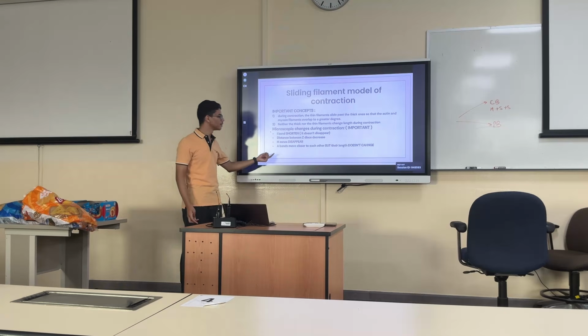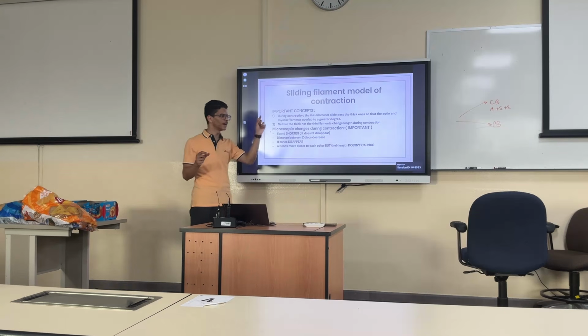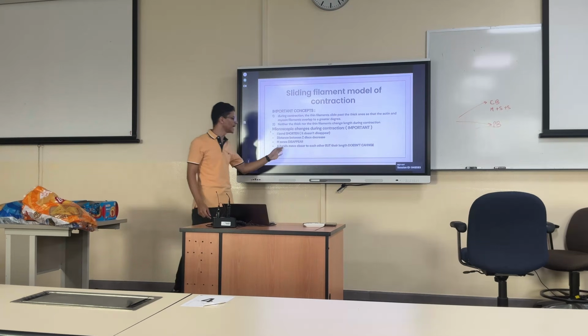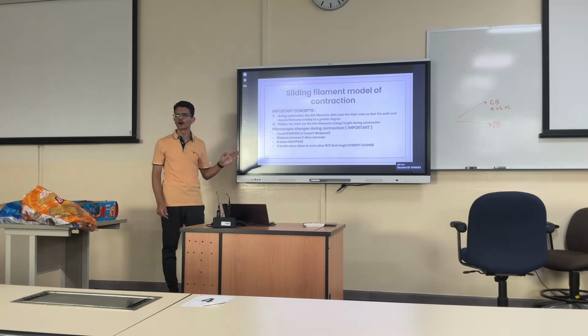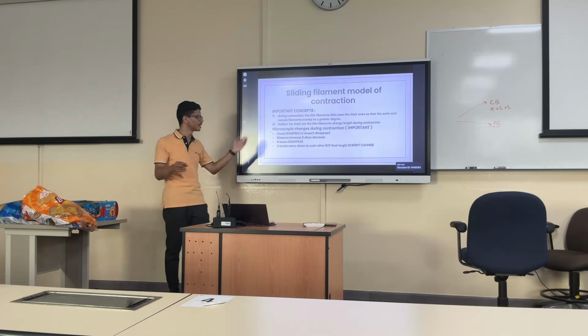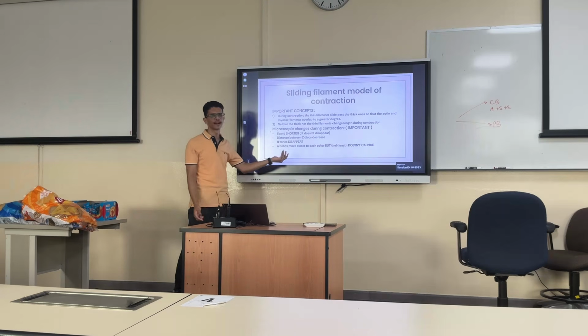And the A bands move closer to each other. Like A band 1 and A band 2, they will become closer to each other because the I band decreased in length, while the A band itself won't change in length. Why? Because the myosin filament isn't moving at all, isn't sliding. Only the head is moving to move the actin filament.